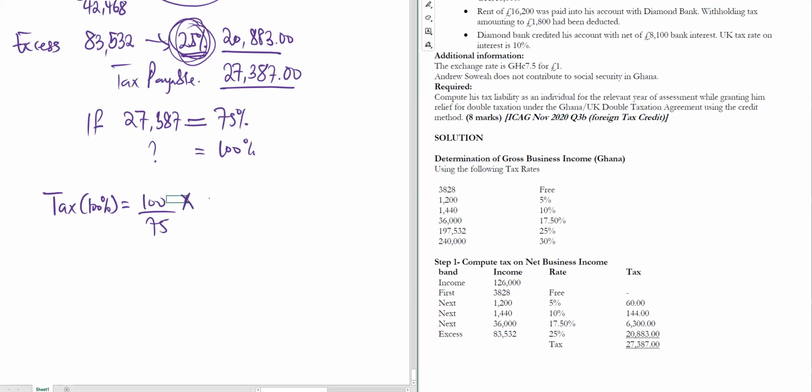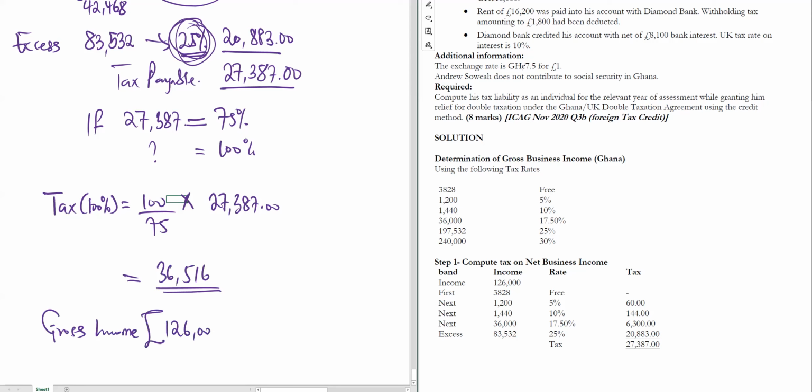And that means what's the original tax that we'll get? 36,516. Round figure. Okay, so now if we want to get our gross income, it is the 126,000 that we had plus the tax. So it's always the net plus the tax that was paid. And the tax is 36,516. You add it to what do you get?